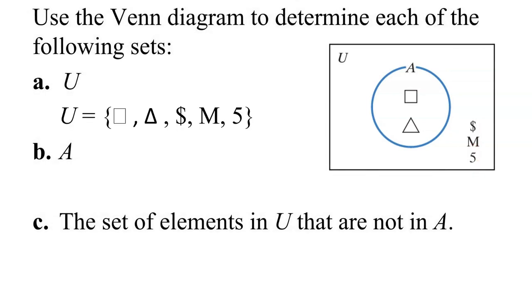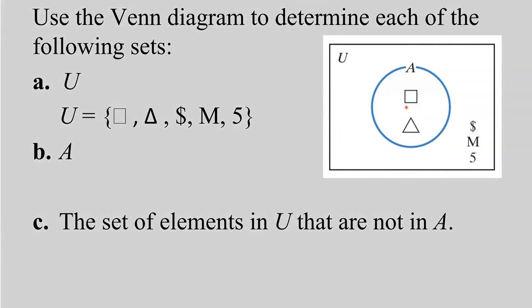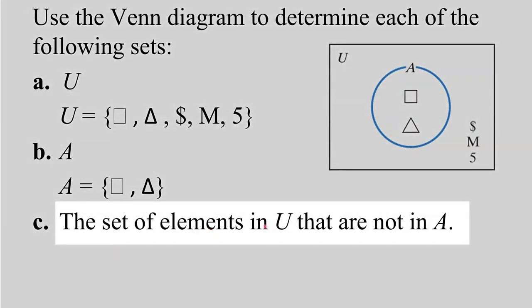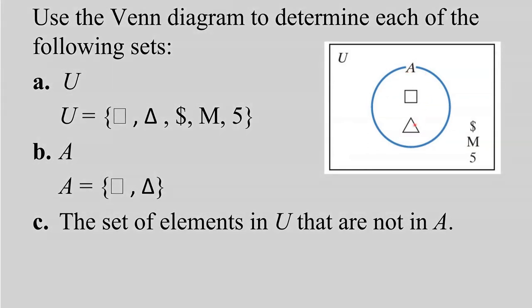So therefore, the universal set is the set of all elements in this set here: the square, the triangle, the $, M, and 5. That's the universal set. Set A contains this square here and the triangle. The set of elements in U that are not in A, meaning the set of all elements in the universal set but outside of this set A, are actually these elements here: the set containing the $, M, and 5.